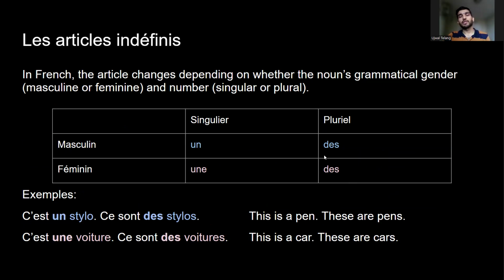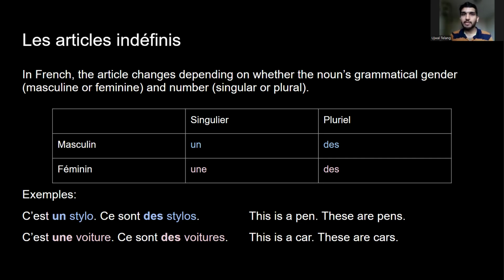For example, a book in French is un livre. So the plural will be des livres. Des livres means books. Not the books. I'm just saying books. It can mean some books. So a book, some books.